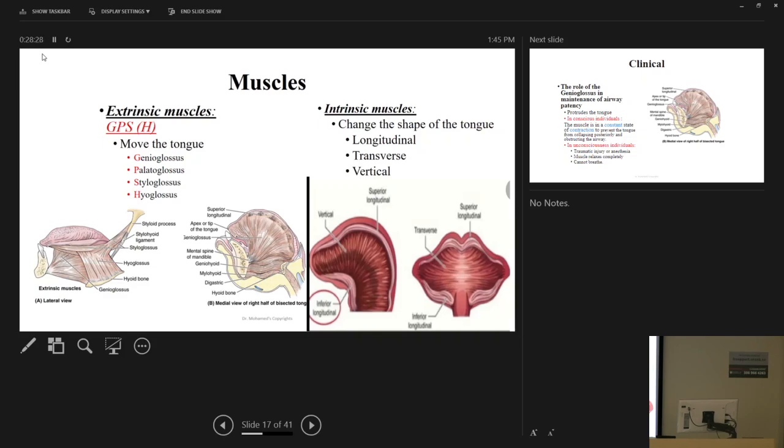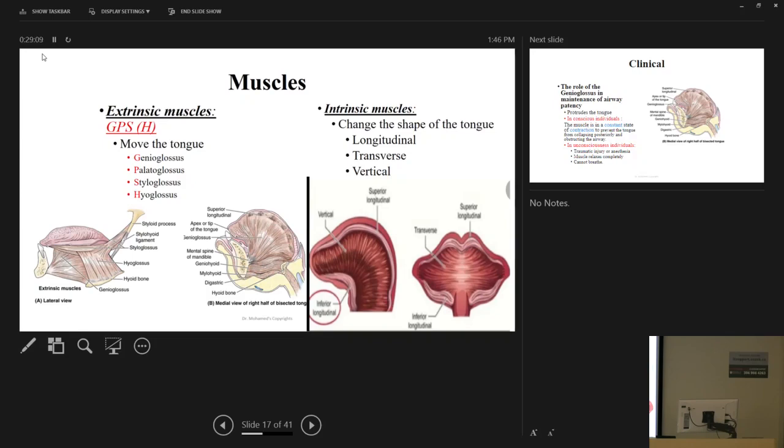Intrinsic muscles. The intrinsic muscles of the tongue are 3 types: longitudinal, transverse, and vertical. In this lateral view here, we can see those are the superior longitudinal, those are the inferior longitudinal, and those are the vertical running between them, right? Of course, in this lateral view, we cannot see the transverse, unless we make that cut, which is made right here. So in this view, which is an anterior view, but the tongue is cut, we can see the transverse type of the intrinsic muscles.